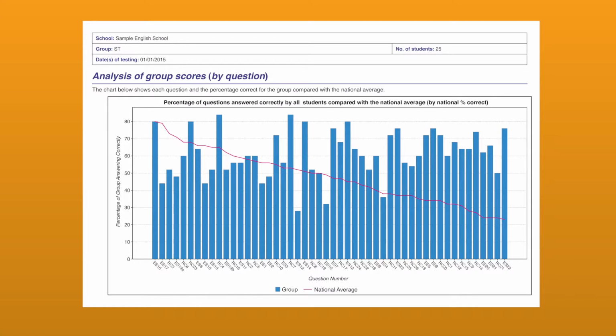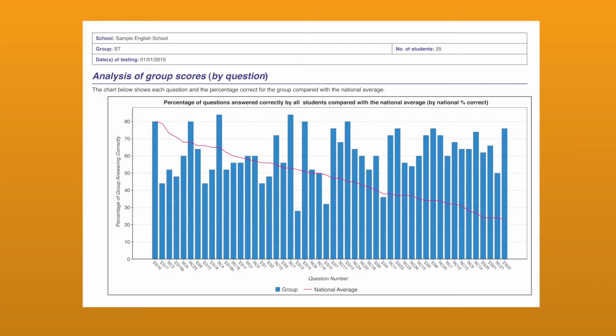The other analysis is by reading comprehension category, and it's presented in a very similar way. This bar chart shows the percentage of students who responded correctly to the individual questions within the test. The pink line shows the national percentage correct. You can see that the chart is going from the easiest question to the hardest question.